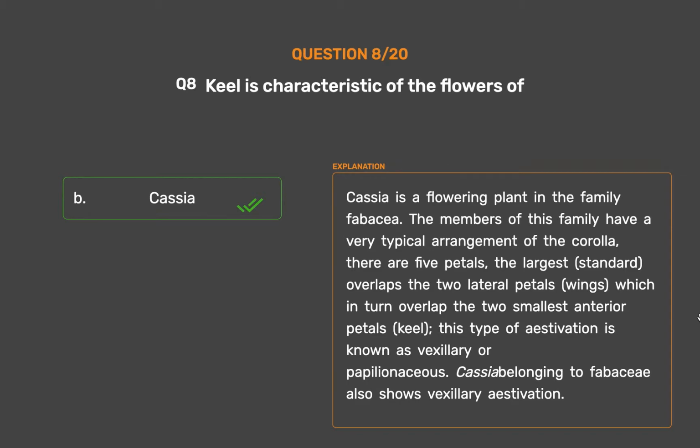Wings, which in turn overlap the 2 smallest anterior petals, keel. This type of aestivation is known as vexillary or papilionaceous. Cassia belonging to Fabaceae also shows vexillary aestivation.